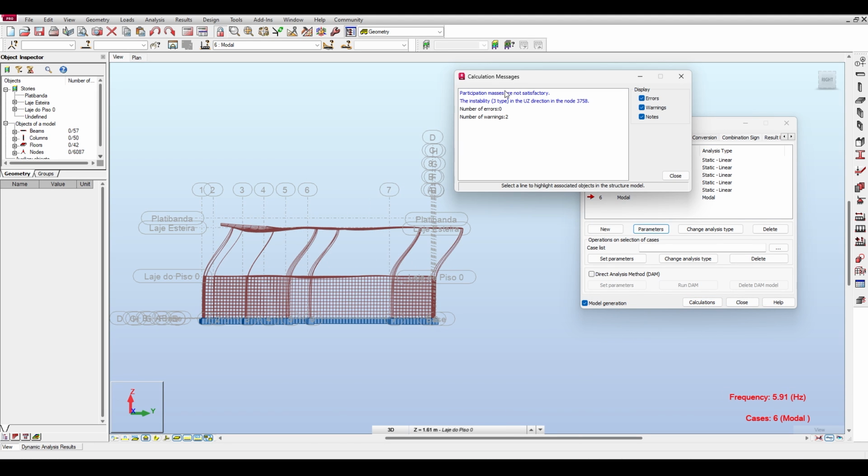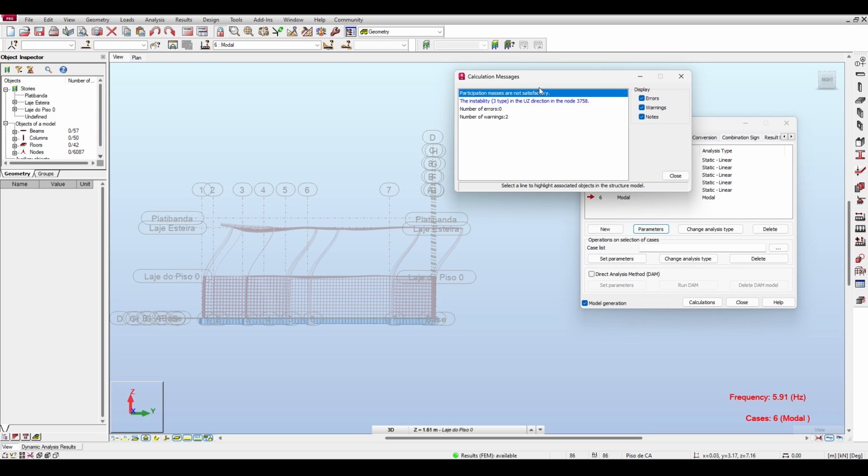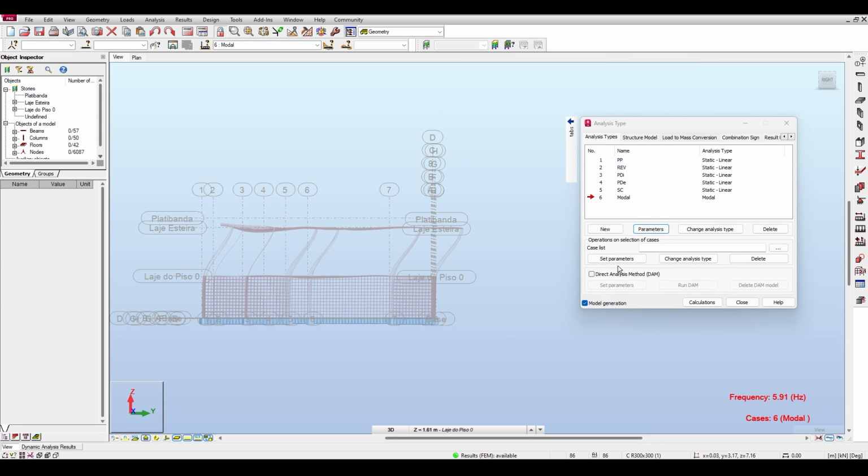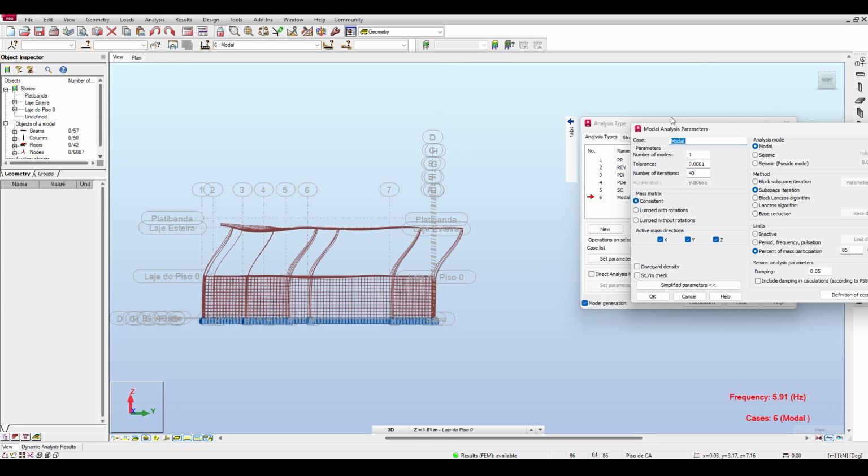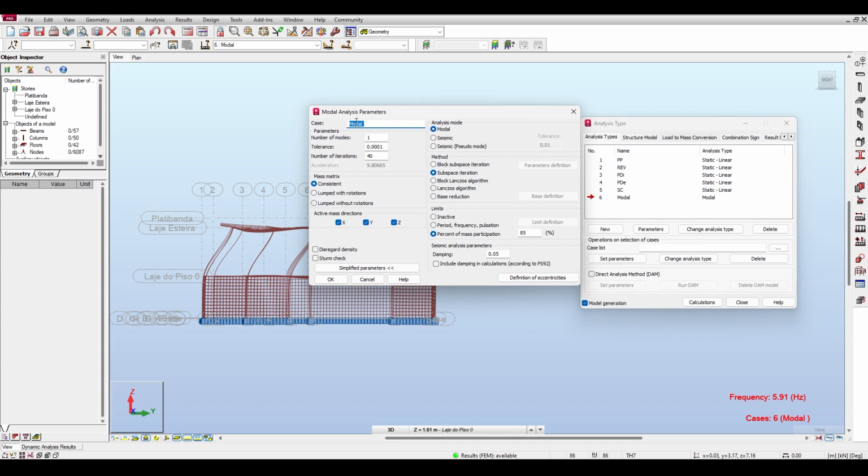Okay, now the analysis is complete. There is a bogus instability that has been introduced. I will have to remove it very quickly. But you can see that Robot warns you and tells you the participation of masses is not satisfactory. Why? Because you asked for a certain limitation of 85%, but you only did one mode.